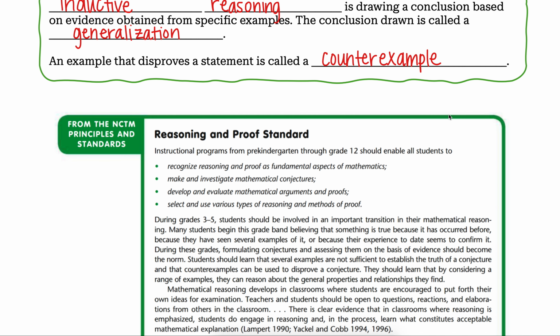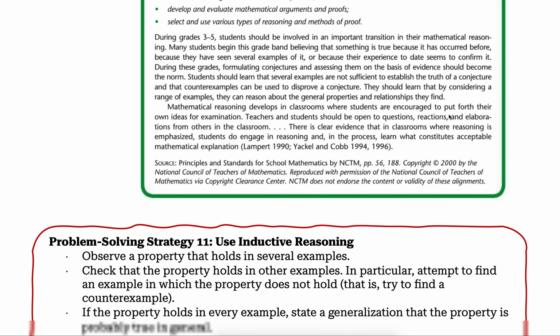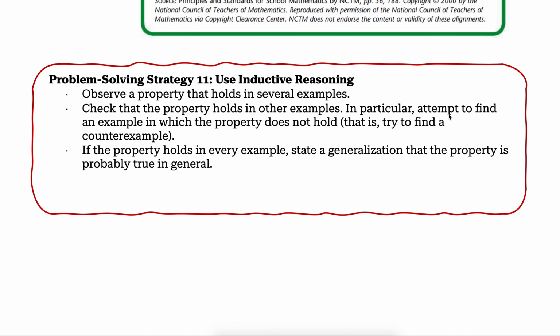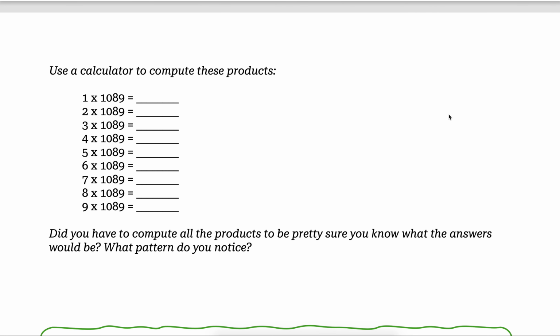Now, I've got the NCTM reasoning and proof standard here that you can read through. And I want to talk about how you could use this in an elementary school classroom. So we're going to talk about inductive reasoning, where we're looking for a pattern. And we're going to do this example here with numbers on a calculator. So you could do this even with students, and it wouldn't take very long for them even to see the pattern. If you multiply 1089 by 1 through 9 in order, you're going to start to see a pattern form.